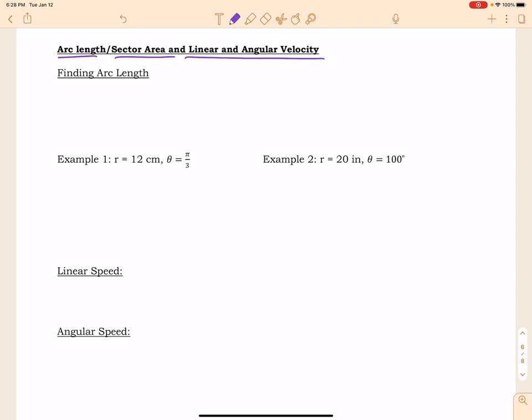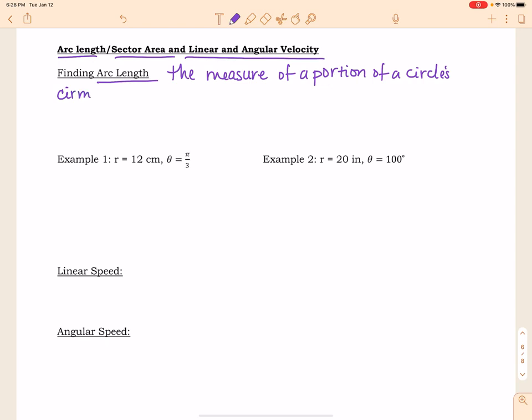So the first thing we're going to talk about is finding the arc length, and this is just the measure of a portion of a circle's circumference. Well, if I could spell circumference. How frightening.